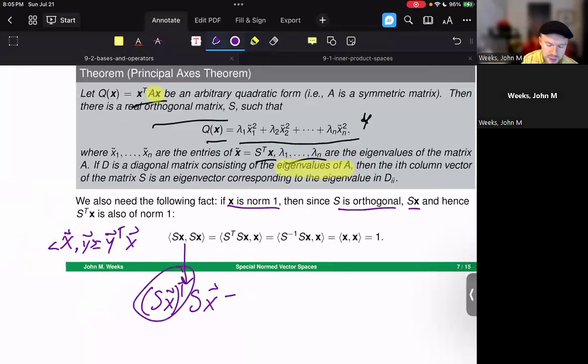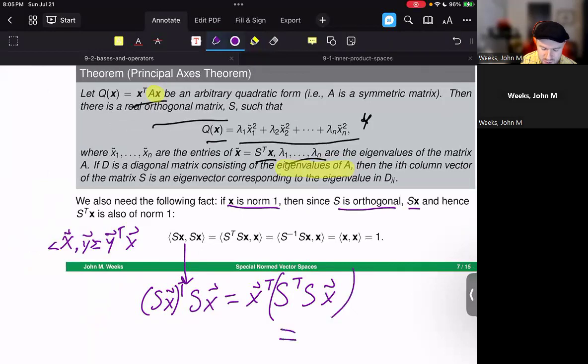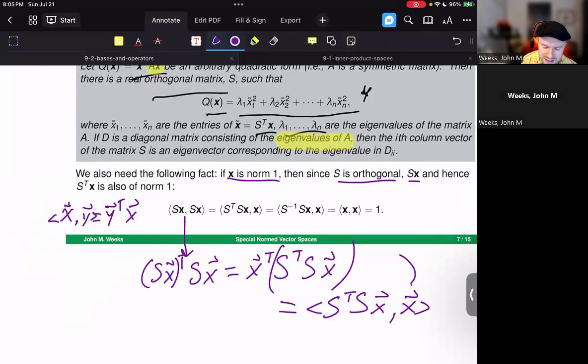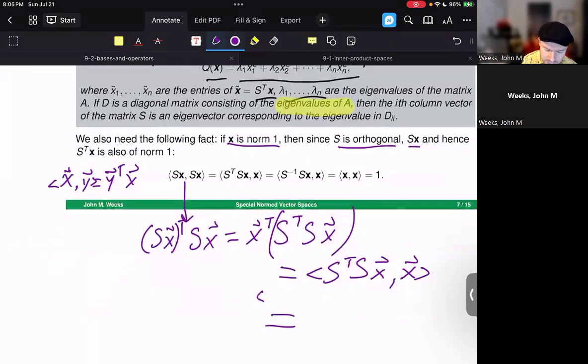But I can rewrite the transpose of two things as the transpose of each individual thing, as long as I switch the order of how I'm writing my vectors and matrices. And if I put parentheses around this, I can rewrite this as the inner product of S transpose x with x. This is going back to the same definition of the dot product. Well, since S is orthogonal, its transpose is its inverse. S transpose equals S inverse. So I could rewrite this as the inner product of S inverse x, comma, x.